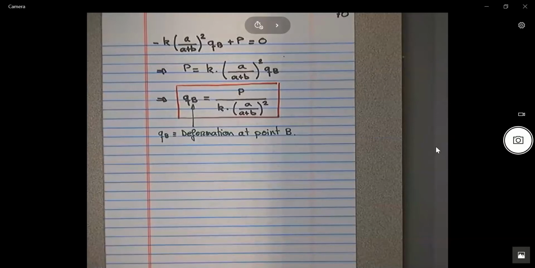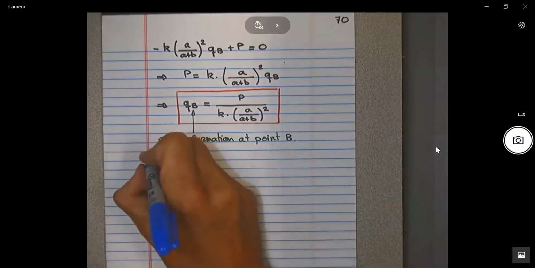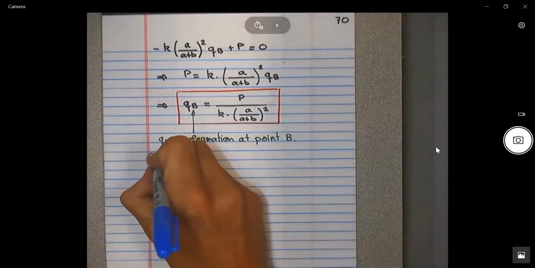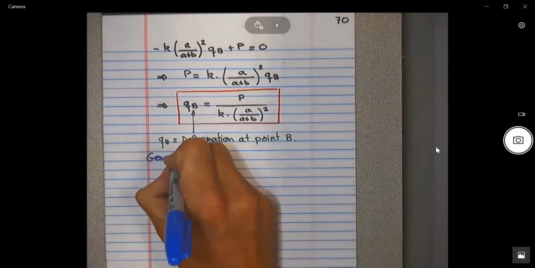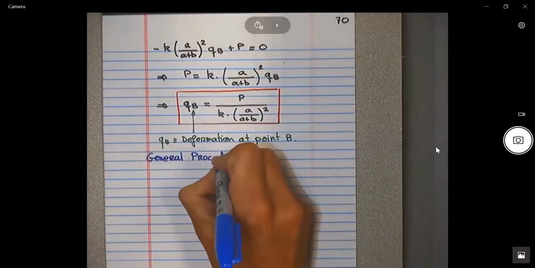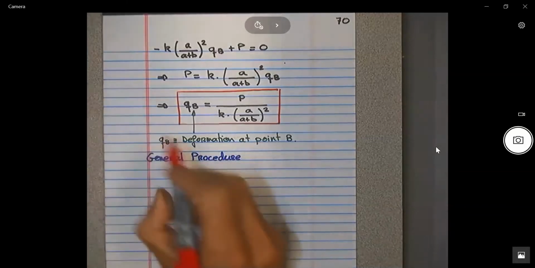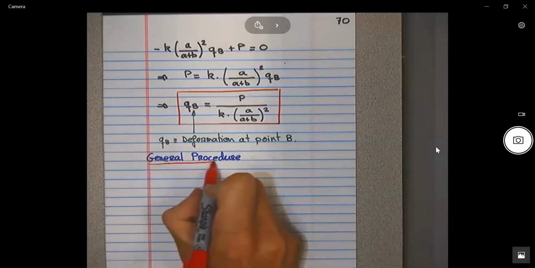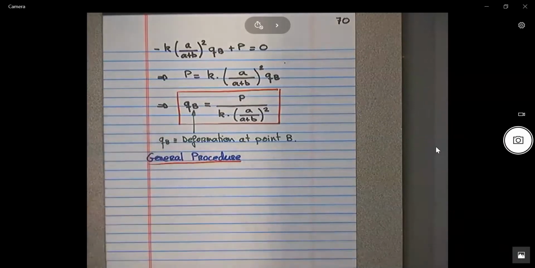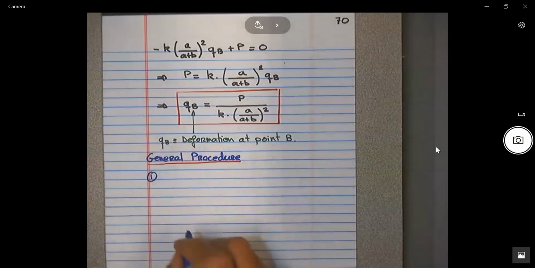All right, so at this point, let me summarize the procedure, even though I think I did it during the process, doing both problems. So in general, the procedure has 4 steps. So the first step is what?